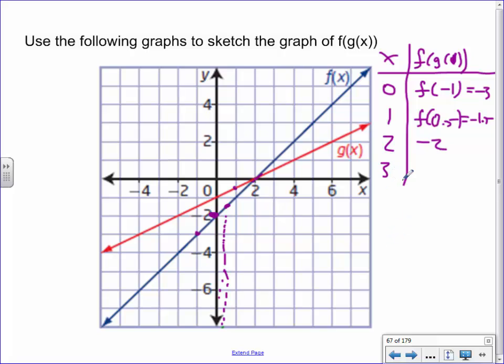One more, then we'll move on here. Let's try 3. G of 3 right here is 0.5. Is that right? G of 3 is 0.5. I think I screwed this one up here, actually. This was a negative 0.5. Negative 0.5 on this one here.